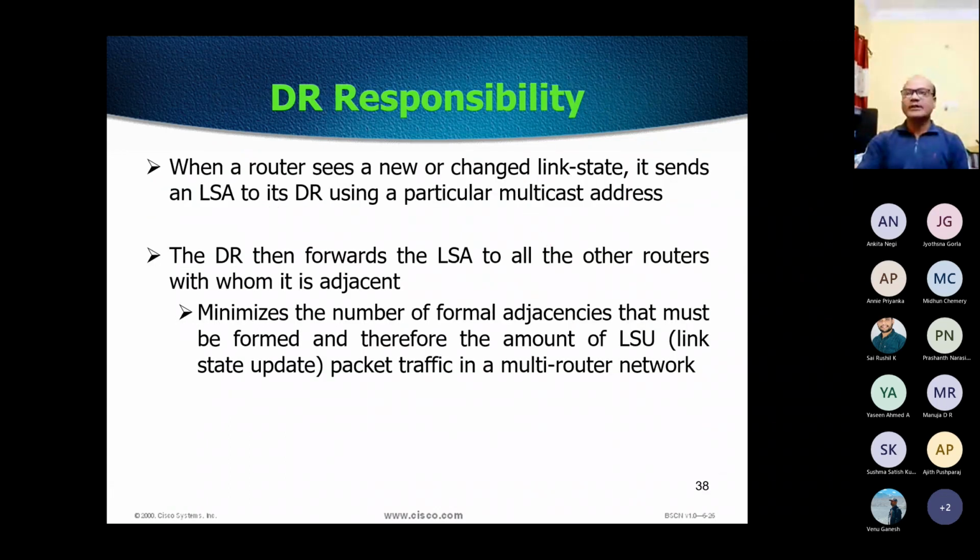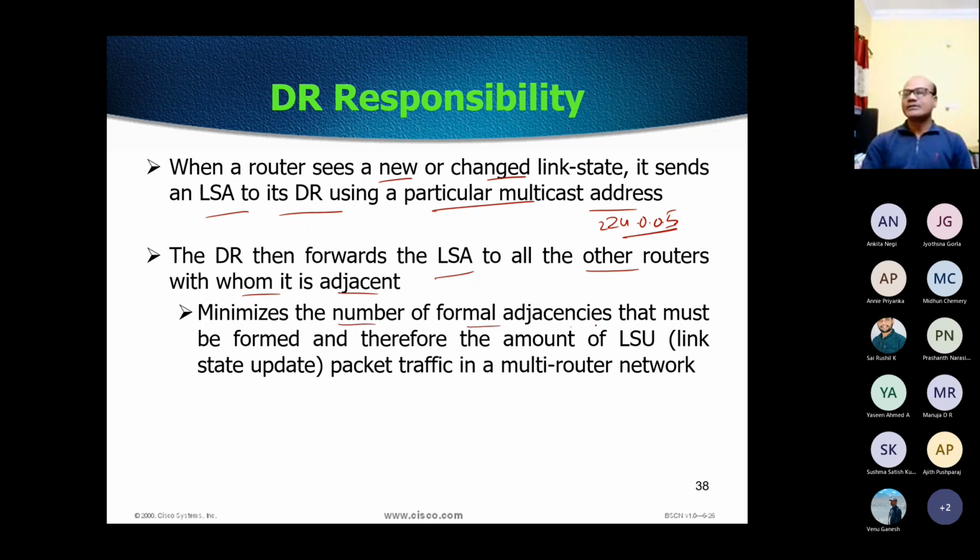Responsibility of the DR, guys. If a designated router sees a new or changed link, it sends the LSA to the DR using a particular multicast IP address. Which IP address? 224.0.0.5. The DR then forwards the LSA to all the other routers with which it has formed an adjacency. Only to those it has formed neighborship with, not for everybody. Indirectly connected routers will not get the update. It gives the update only to the directly connected routers.